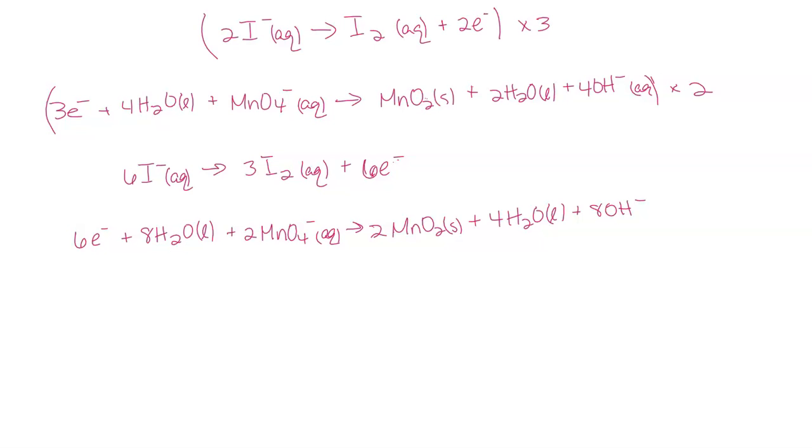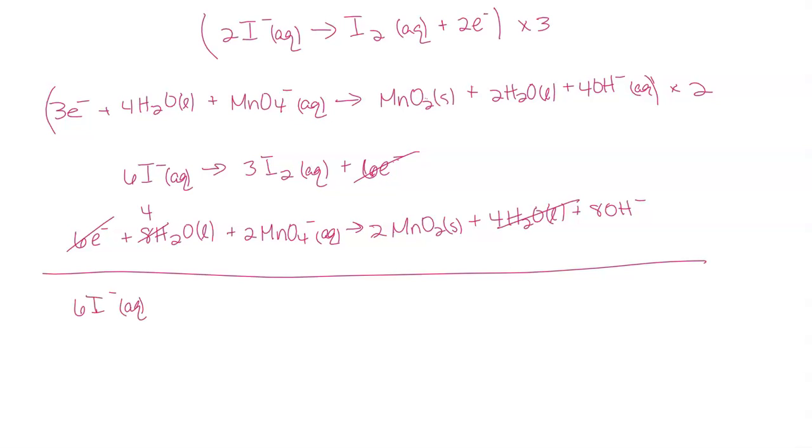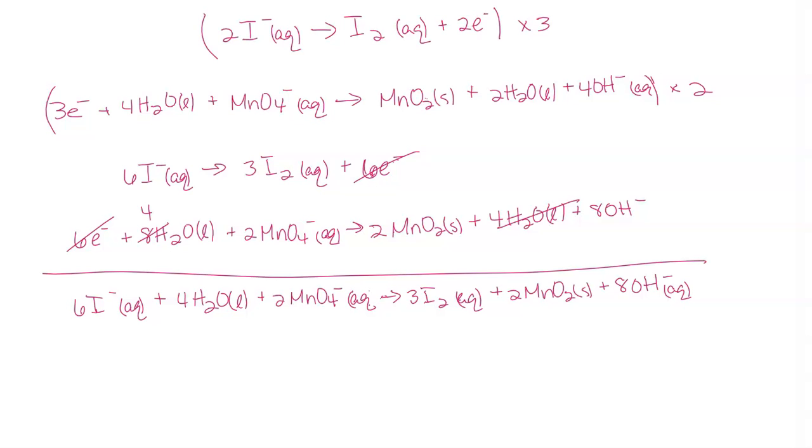Next, we're going to add them together. This will be where we eliminate the similar reactants and products. So here we'll eliminate the 6 electrons because they're on opposite sides and adding together they go away. We see here that this water can go away and this water can be reduced to 4. Next, we add them both together, which gives us the final equation that is now balanced and correct based on the methods that we followed.